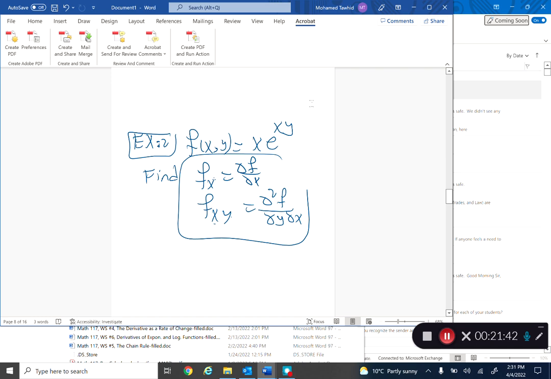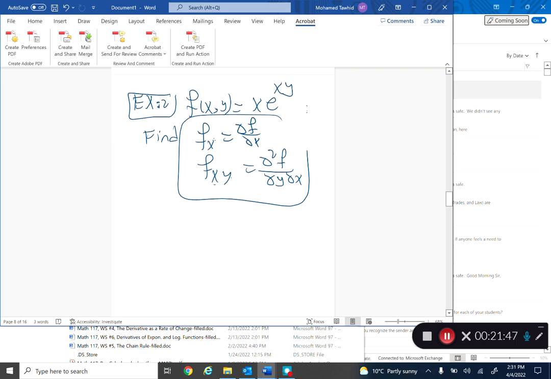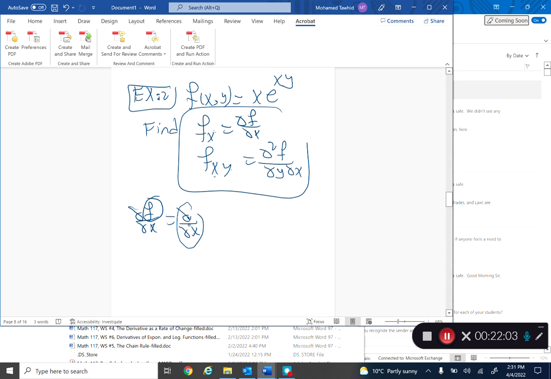All right, so it's one by one here. First, what is f sub x? It's df by dx. So here I should have f, so d by dx of f. What is your f? This one here. It means the derivative with respect to x. I'm taking the derivative with respect to x.